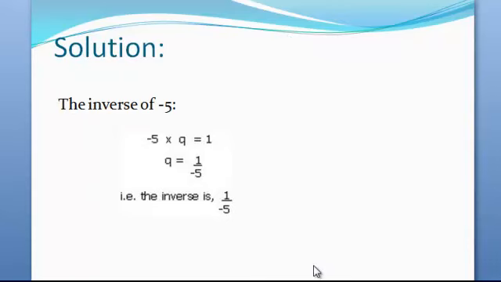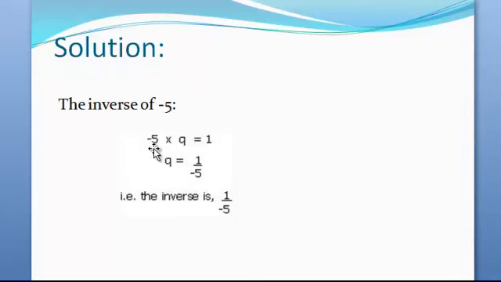So the inverse of minus 5: we have minus 5 times q equal to 1. Now we're trying to find q. So we're going to make q the subject of this equation. That is, we want to get q alone on the left hand side. Now to get q alone on the left hand side, what we do is we divide both sides of the equation by minus 5.